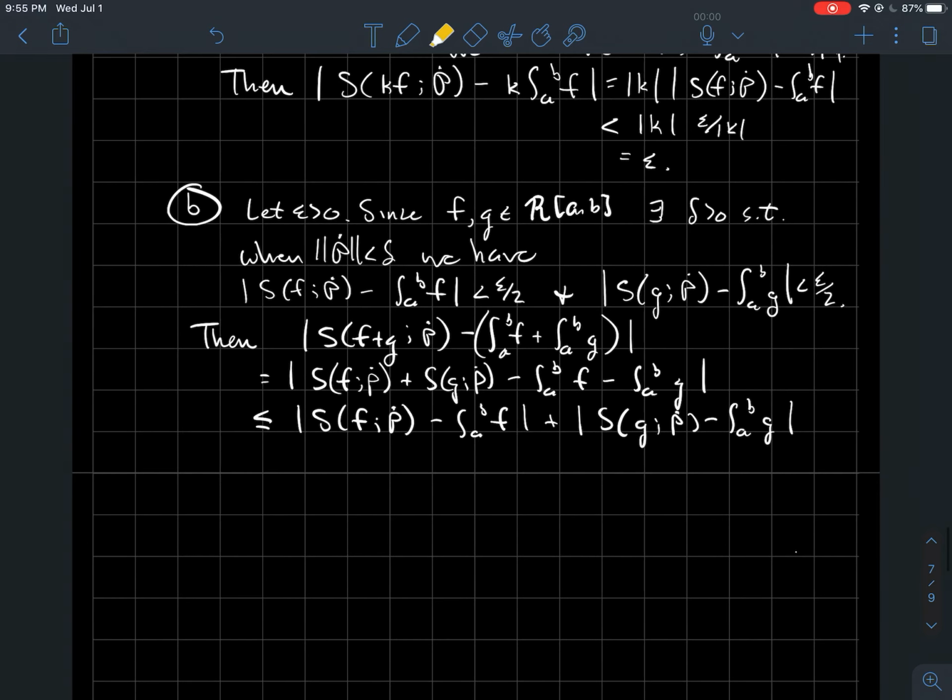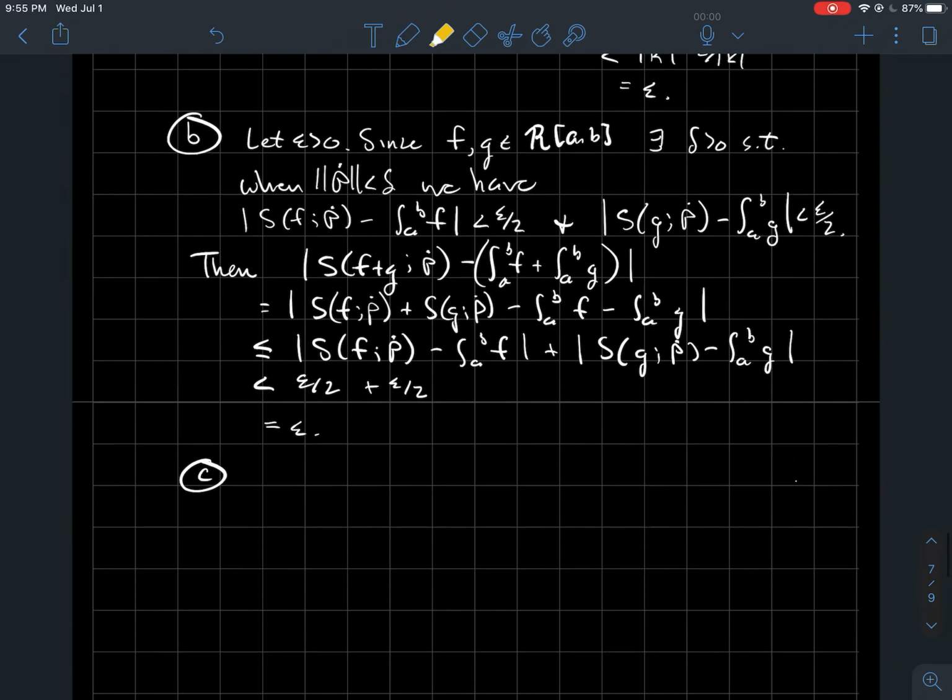So this is less than or equal to this difference plus the absolute value of this difference, which of course we assumed each of these was less than epsilon over 2. And so finally, I get that these two things are within epsilon of each other. Therefore, the value of the Riemann integral of f plus g should be this thing right here. That is the limit. I shouldn't say limit. That is the value, L.